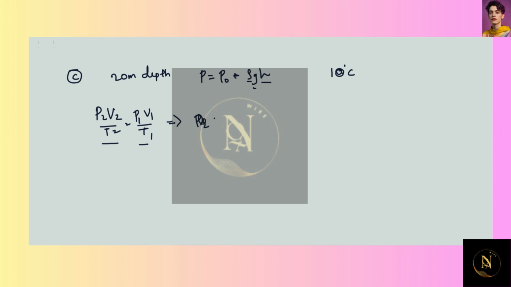which gives us V2, that is, the volume of the air now, would be P1V1 by T1 times T2 by P2. Now, we know that the initial pressure P1 is 180 atmospheres, and each atmosphere is 1.01 times 10 power 5 pascals.